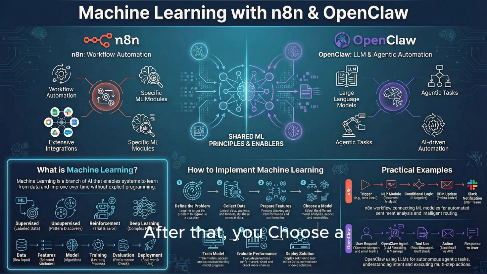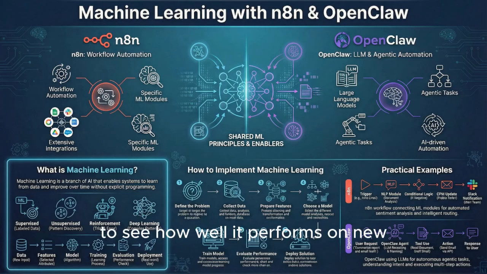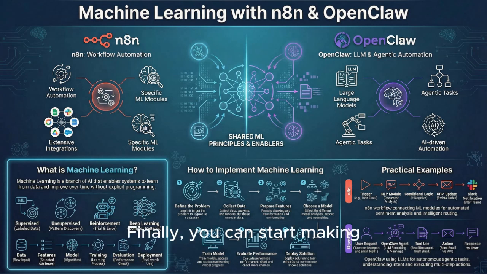After that, you choose a model based on your problem. Are you predicting a category, a number, or finding groups? Then comes the training phase, where you feed your prepared data to the model and let it learn. Once trained, you have to evaluate the model to see how well it performs on new, unseen data. Finally, you can start making predictions with your trained model.